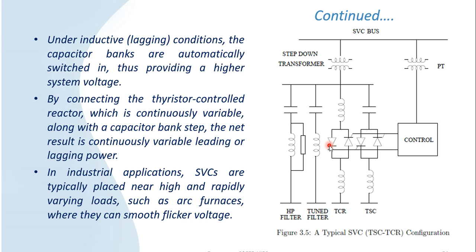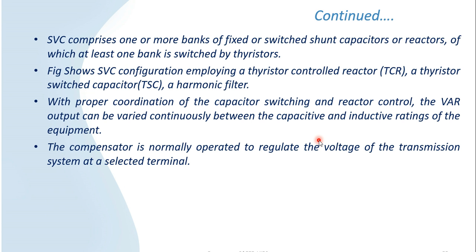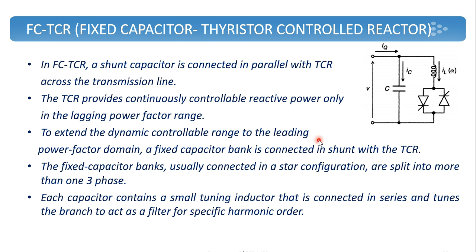That means if it is third order harmonics, it will have a 150 hertz frequency that will be avoided by setting the parameters of inductance and capacitance here. That will be tuned for 150 hertz frequency. So 150 hertz frequency will be bypassed from the circuit. So this is a fixed capacitor thyristor controlled reactor circuit.